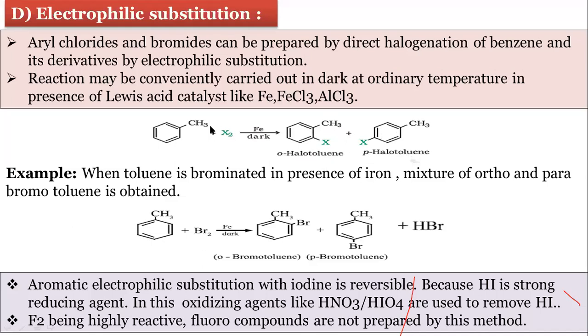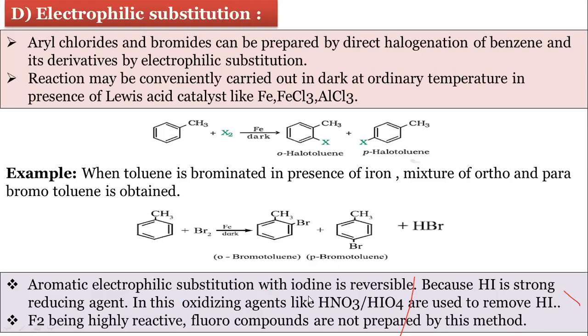This is toluene. See in this example, it is given clearly. When toluene is brominated, we get two products here, ortho-bromotoluene and para-bromotoluene, plus HBr. One bromine and one hydrogen are replaced here, and we get HBr.